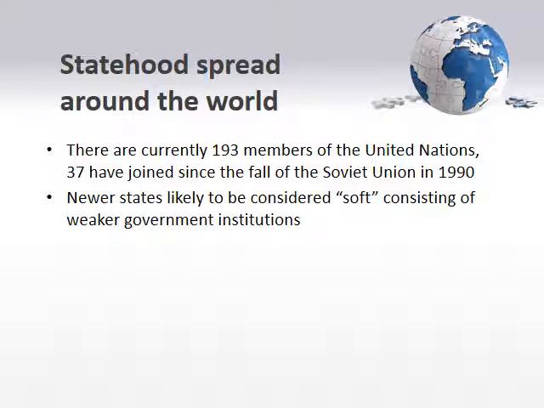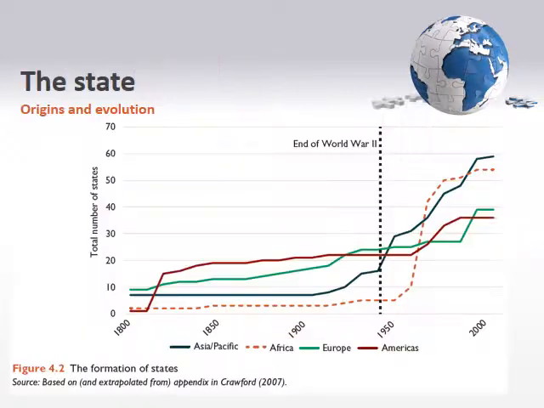Keep in mind that newer states are likely to be considered soft. Their institutions have not developed. Their judicial system, criminal justice system, courts, their legislature, the ability to check the power of the executive. These are things that develop over time, if at all. This is just a figure from your textbook that goes over those different waves of state creation.